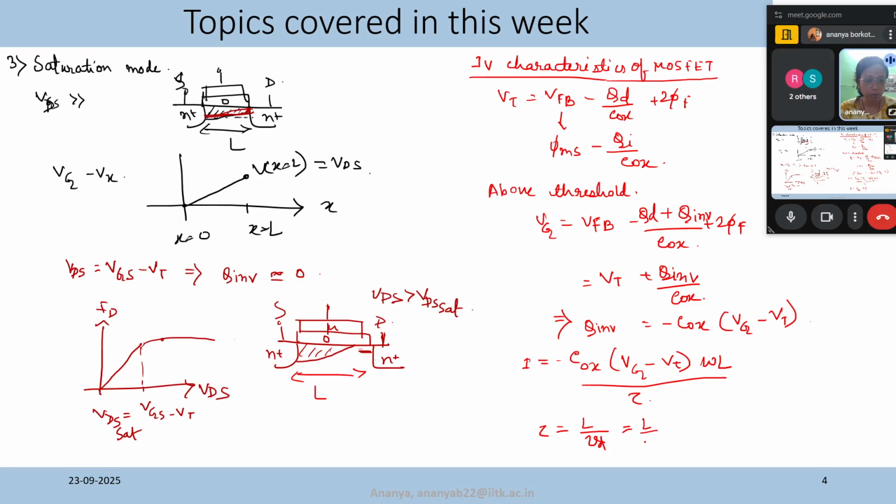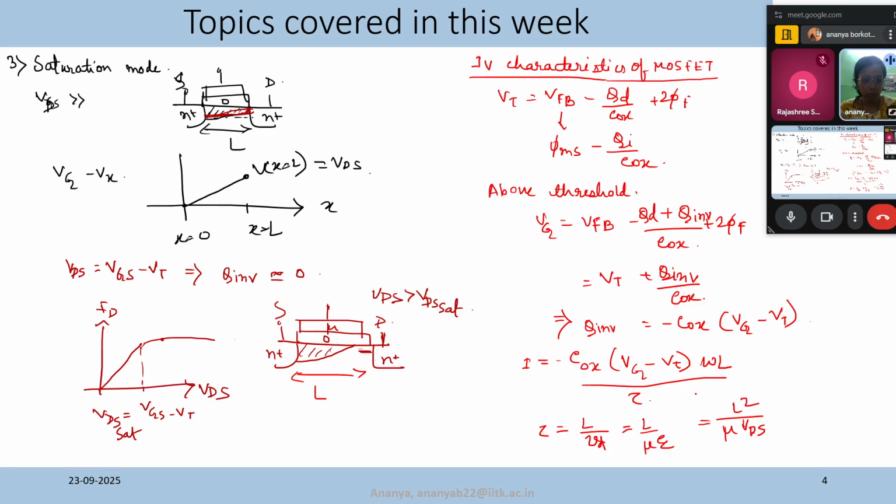We have learned about this. This is mu into electric field. Right? What is electric field? Mu into whatever the voltage drop divided by the length. Okay, electric field is V by L, right? So this is VDS by L square.